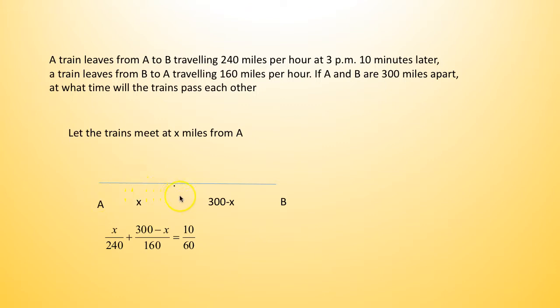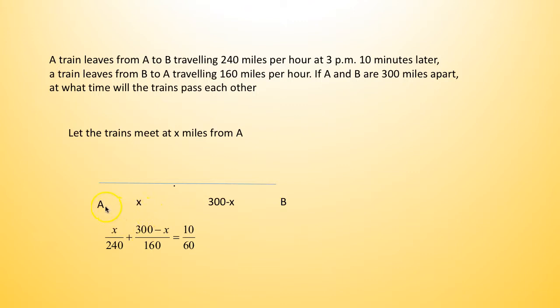Let the trains meet at x miles from A. So from B it would be 300 minus x miles because they are 300 miles apart. We make use of the formula that speed is distance by time. So time would be distance by speed.